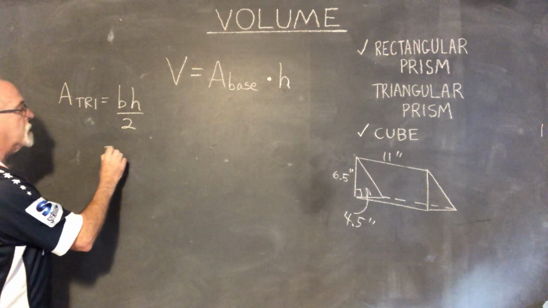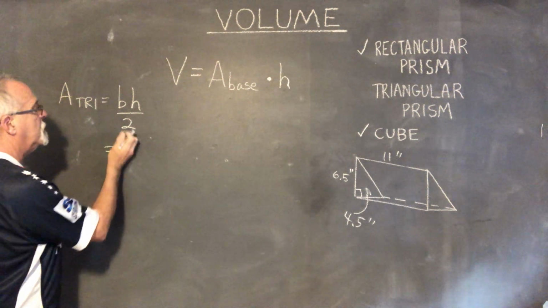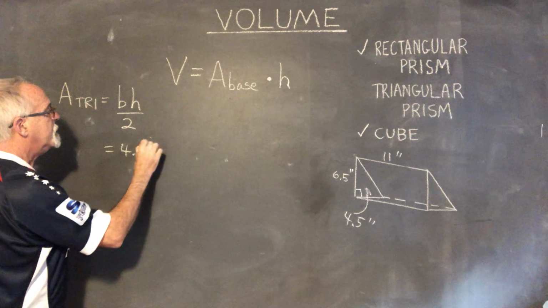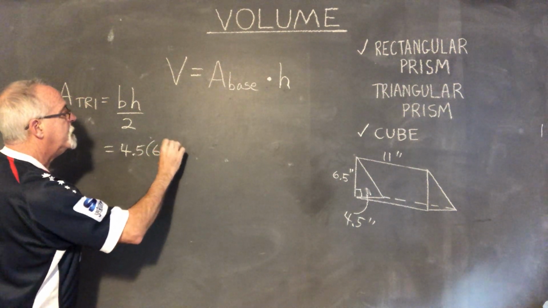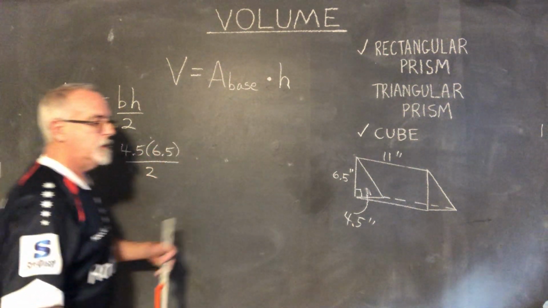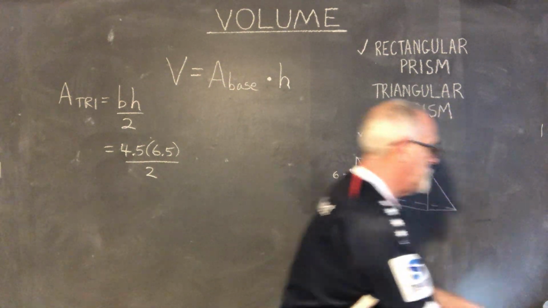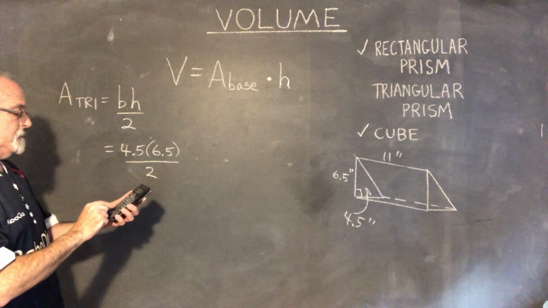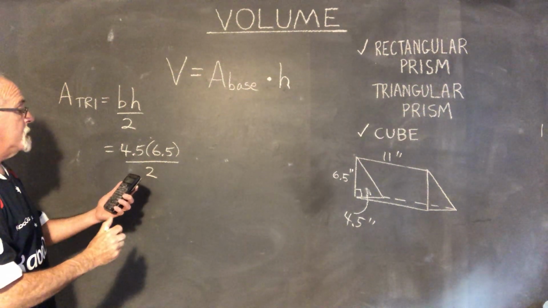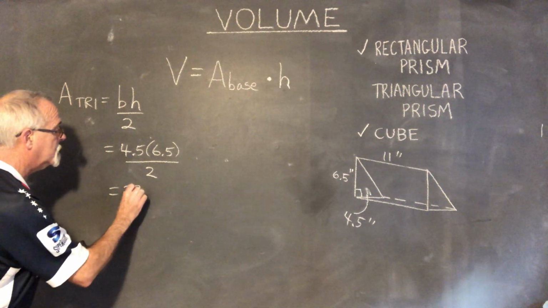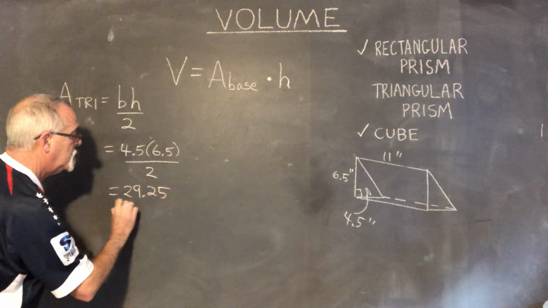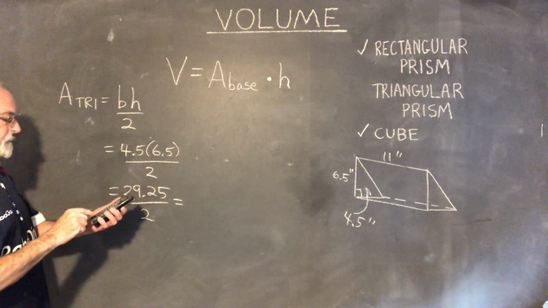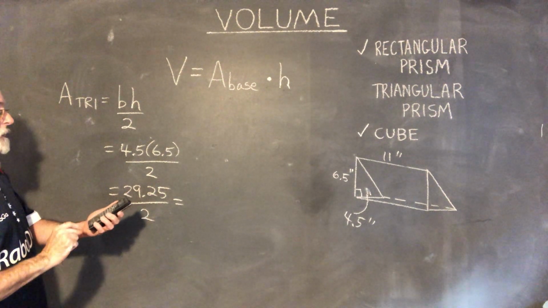The area of the triangle is going to be... well, I want to be fussy. The base looks like 4.5 times the 6.5 divided by 2. Calculator. 4.5 times 6.5 equals 29.25. Still has to be divided by 2. Which is going to be 14.625, is it? Divided by 2, 14.625.